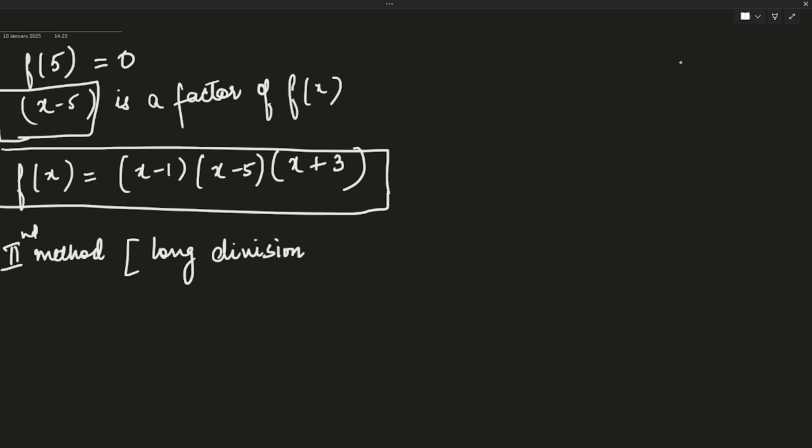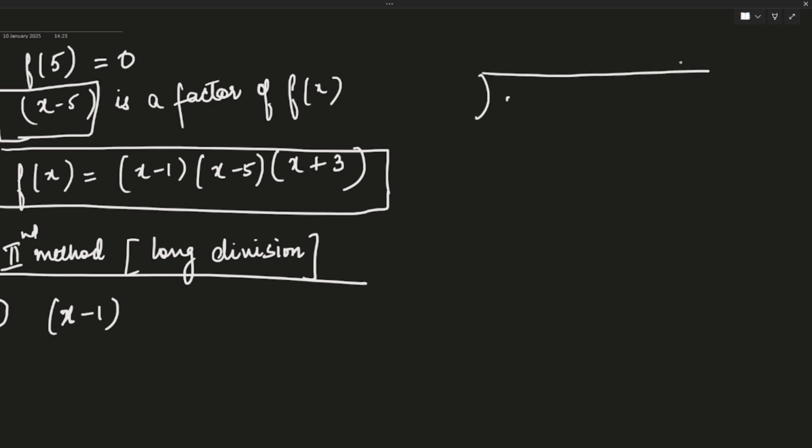What we do in this method is, we first use the hit and trial method to find one factor. By the hit and trial method, we found that one of the factors was x minus 1. Now we perform the long division. We divide the cubic polynomial x cube minus 3x square minus 13x plus 15 by this factor which we took out by hit and trial method, that is, by x minus 1.